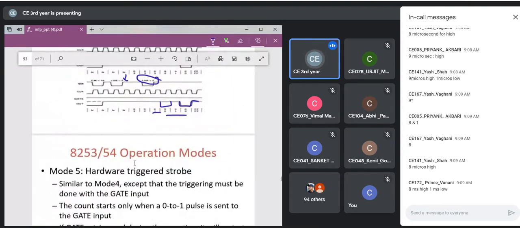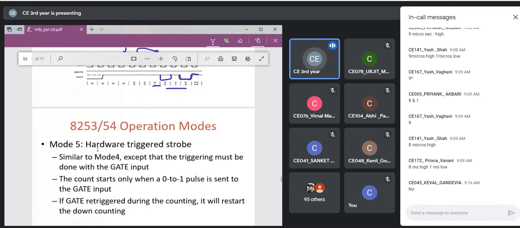Any doubt up to this, mode 2, mode 4, mode 1 and 0? We have completed 0, 1, 2, 4. Any doubt up to this? Okay, so I'm assuming these things are clear to you. That's great. Now we are going for mode 5, which is a combination of mode 2, 4 and 1.